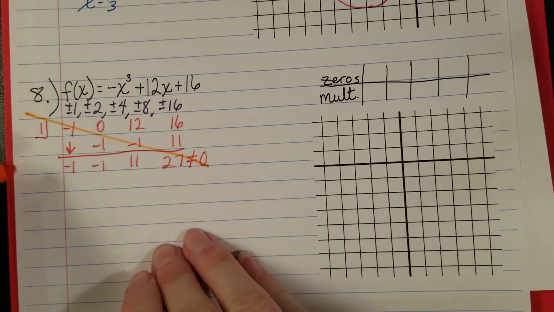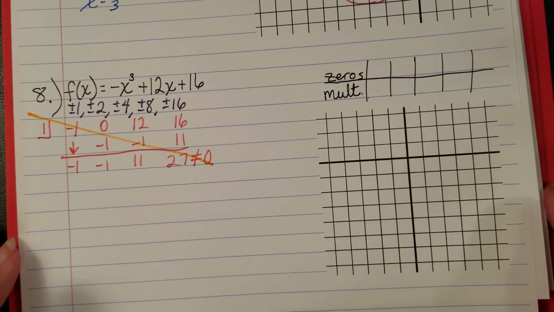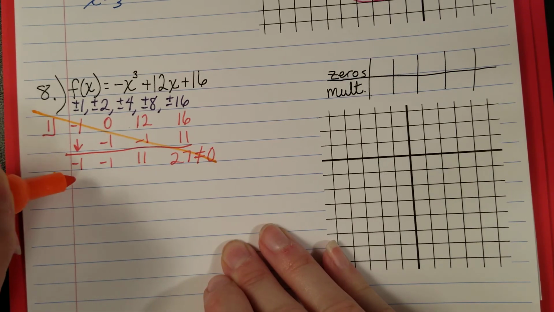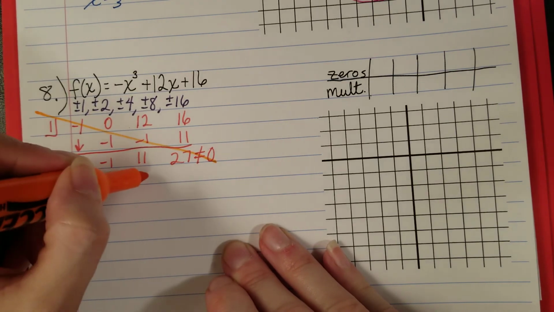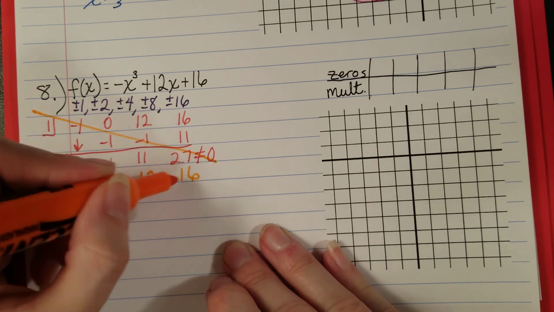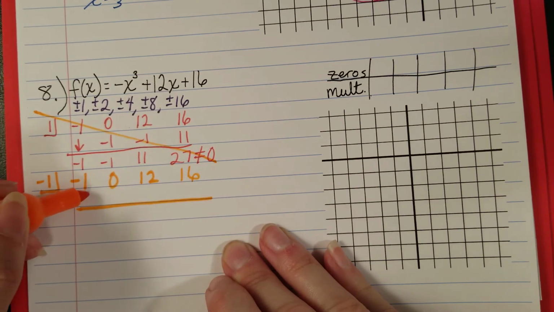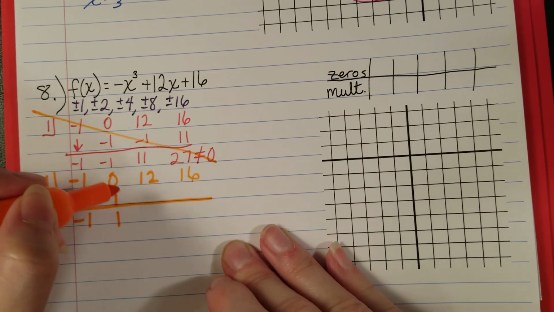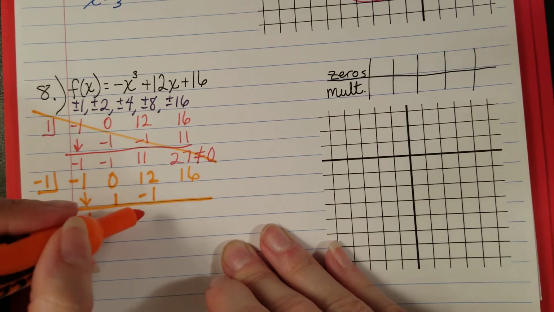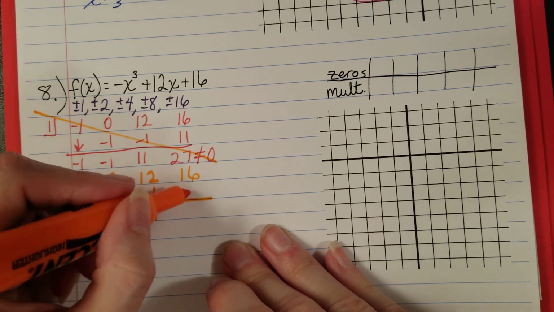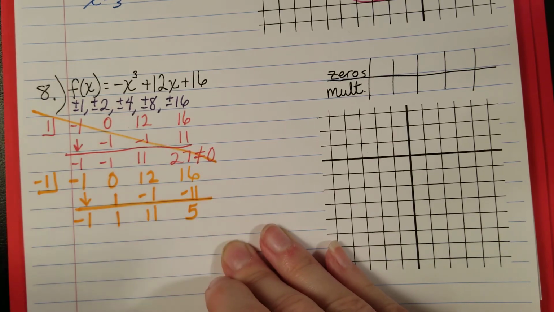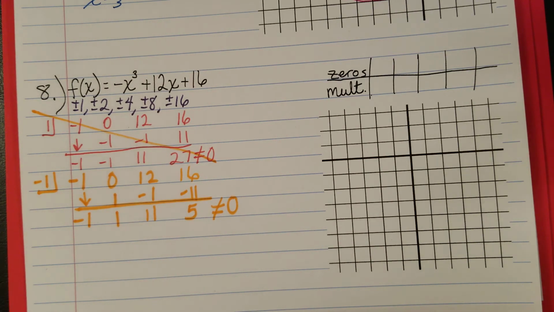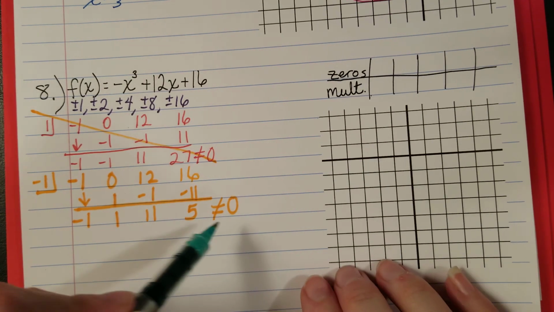All right, so now let's move on to putting -1 in the box. -1, 0, 12, 16. -1, 1, 1, -1, 11, -11, and 5. So 5 is also not equal to 0. So -1 is also not a 0.